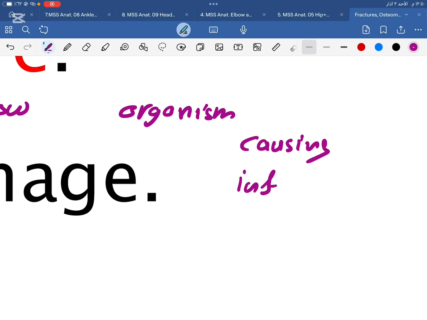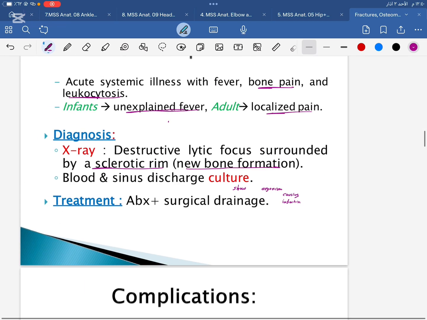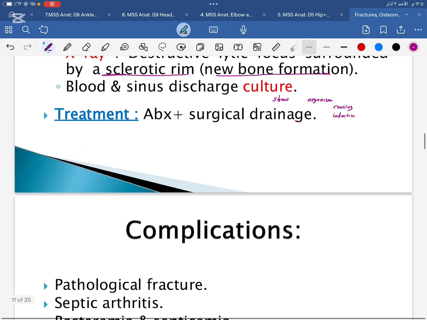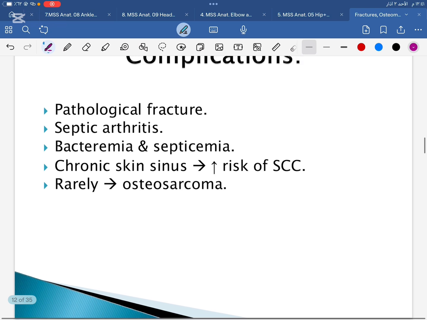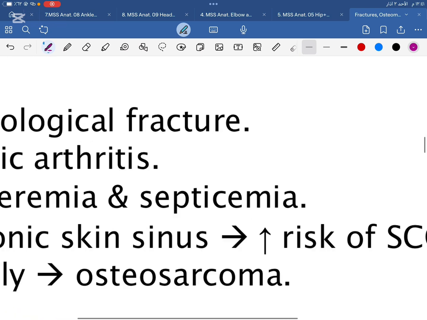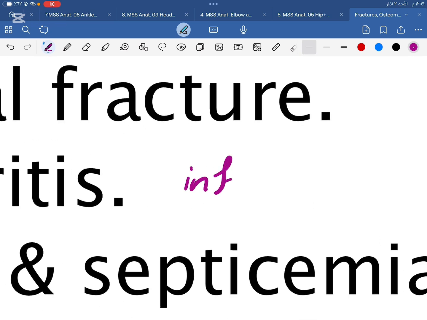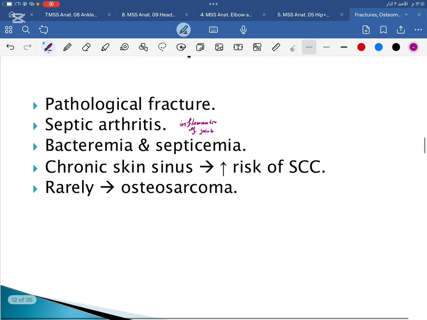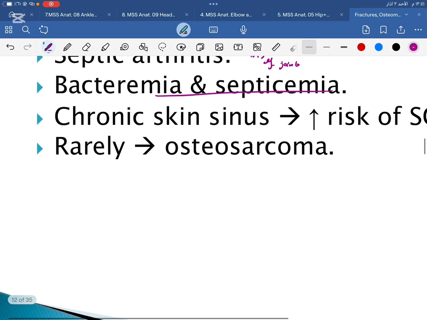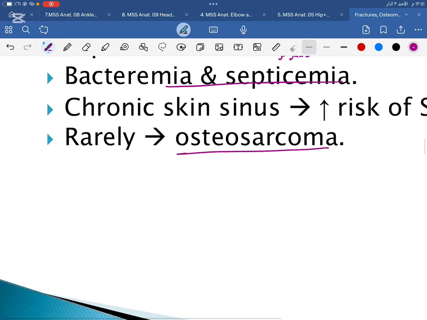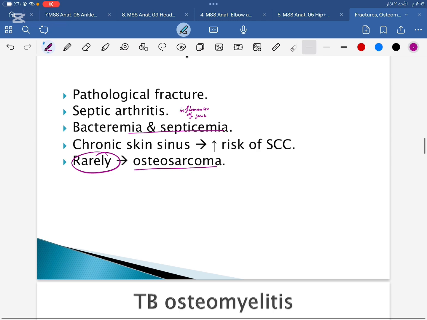The consequences of infection: pathological fracture, the bone is still weak and can be prone to fractures. Septic arthritis, inflammation of the joint. Bacteremia and septicemia, systemic inflammation; it can be a source of systemic illness. A chronic skin sinus increases the risk of squamous cell carcinoma at the site of the sinus formation. And what else could it increase the risk of? Osteosarcoma. Squamous cell carcinoma and osteosarcoma are rare complications, but can be prevented.